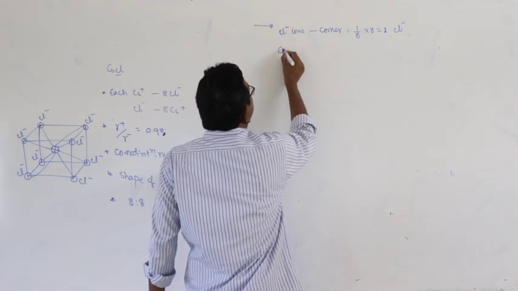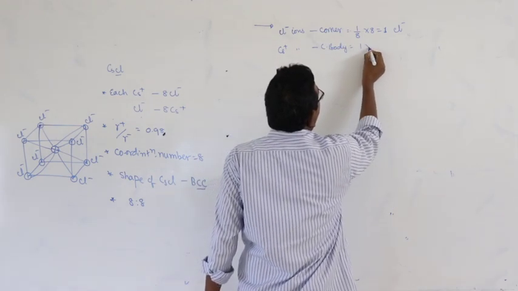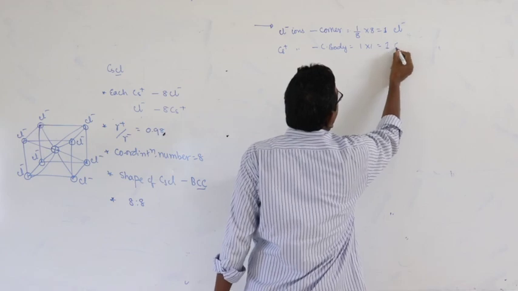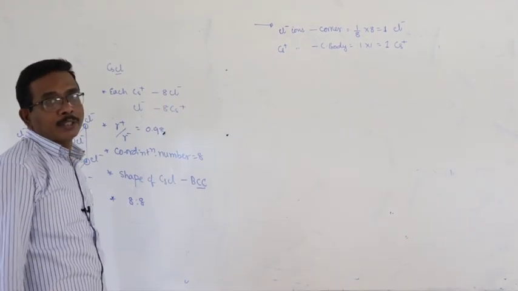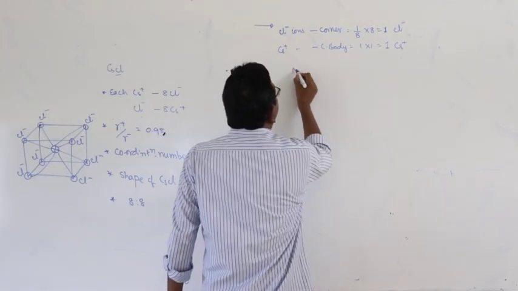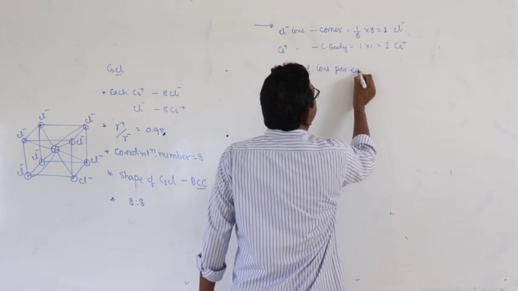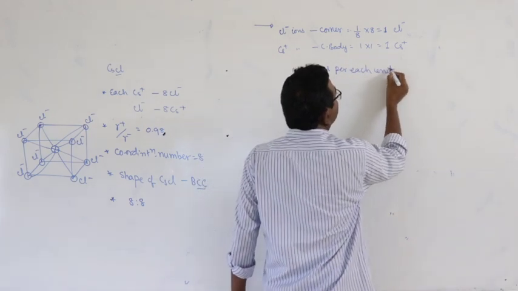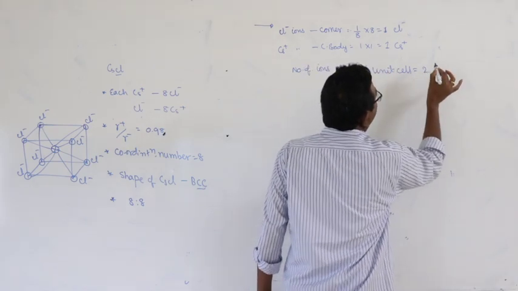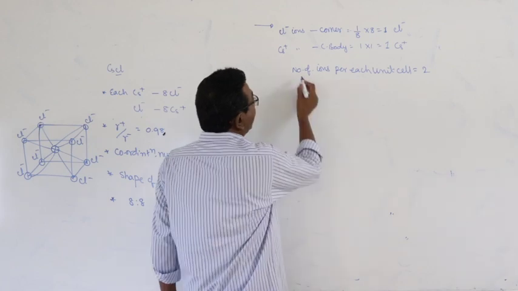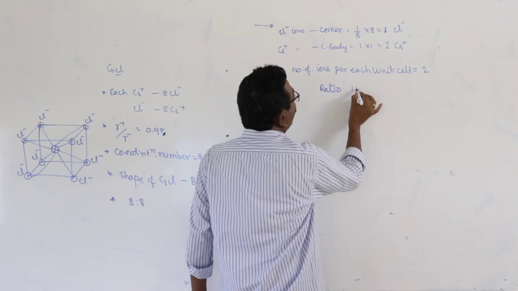And Cs plus ion is present at the center of the body, then 1 into 1 is equal to 1. That is Cs plus ion. Now, number of ions per each unit cell is equal to 2. And next one, ratio of ions equal to 1:1.